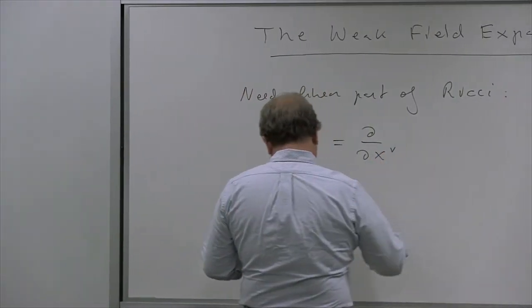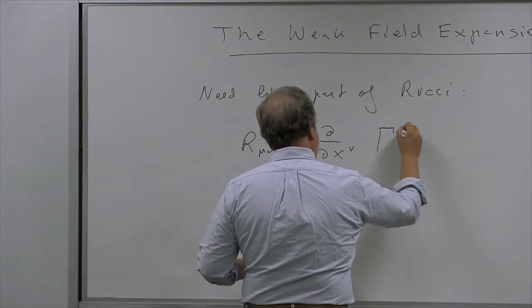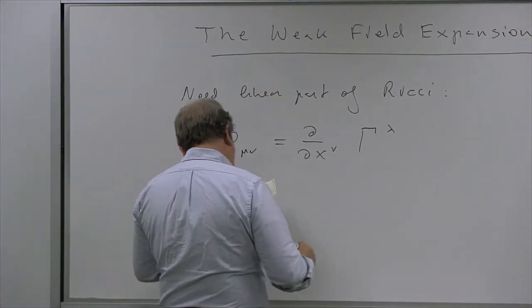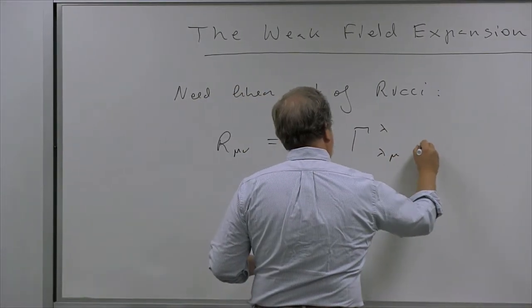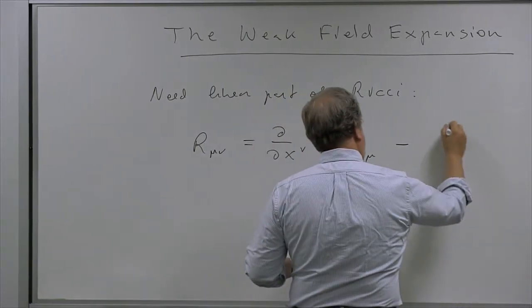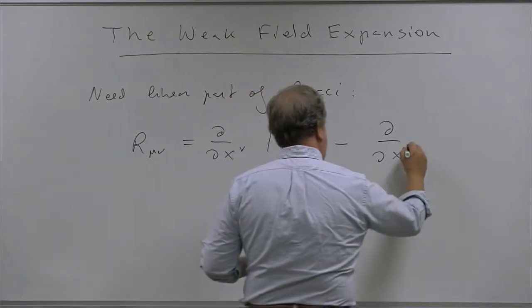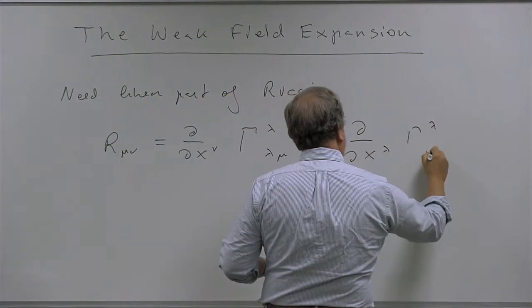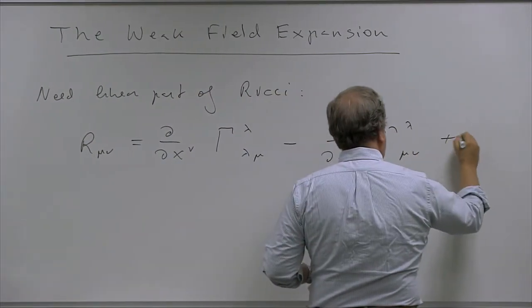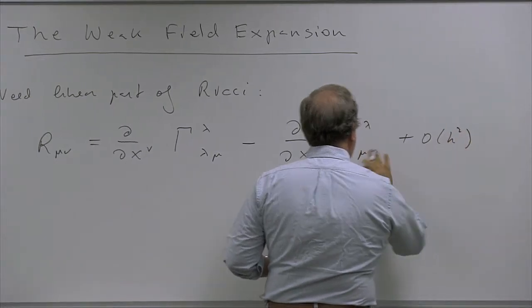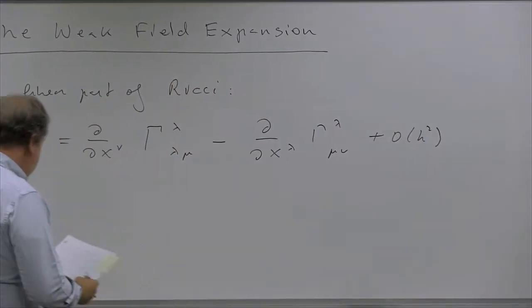So, derivative with respect to x nu of gamma lambda lambda mu, right, minus the derivative with respect to x lambda of gamma lambda mu nu, and then plus terms which are order h squared, right? So this is the part that we need to work out.